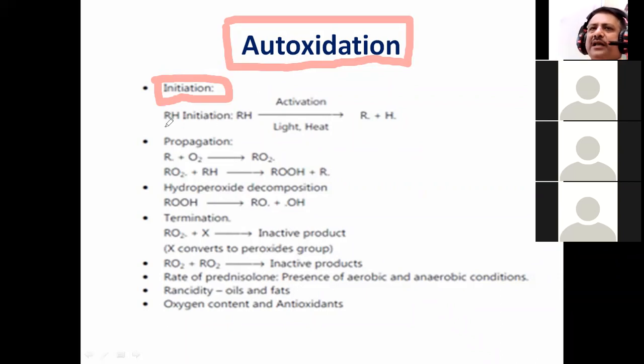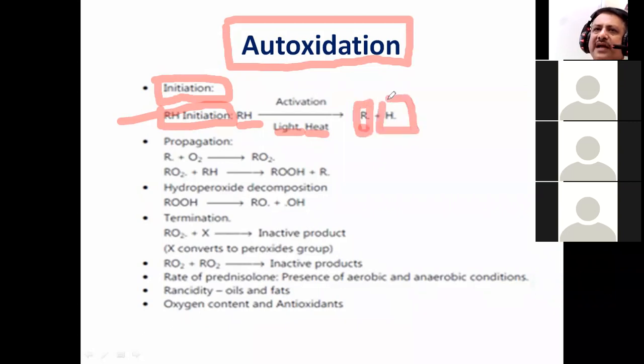This R will be your alkyl group, H is your hydrogen. So in the first step, there will be RH initiation. As we have seen, the triggers will be either light or heat. There will be activation leading to auto oxidation, and you are going to get the alkyl group separate as well as hydrogen separate after activation.